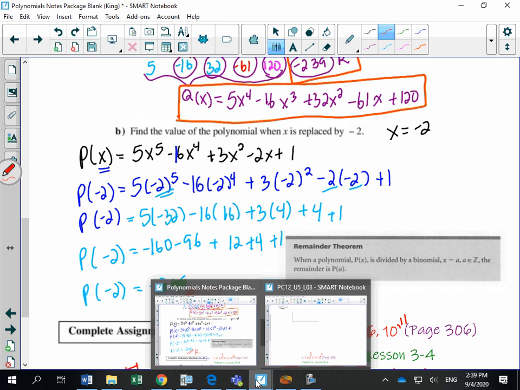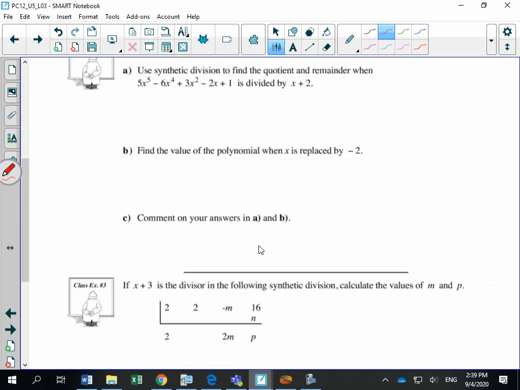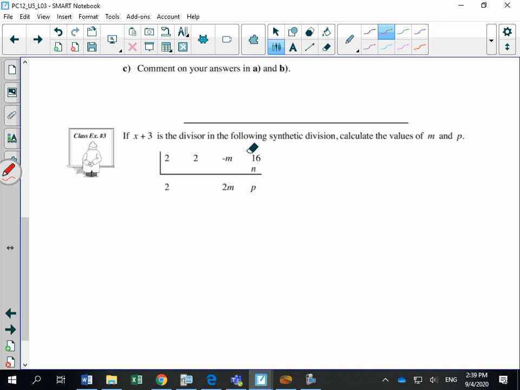Let's flip now to class example 3. So this is at the bottom of your page. Okay, so class example 3. If x plus 3 is the divisor in the following synthetic division, we'll calculate our missing values here. Okay, so x plus 3 is the divisor. If we're finding the root of this divisor, x plus 3 is equal to 0. The root is -3. That goes in front of our division bar.